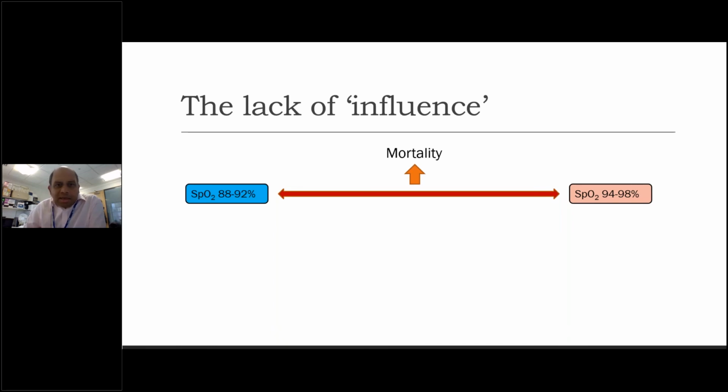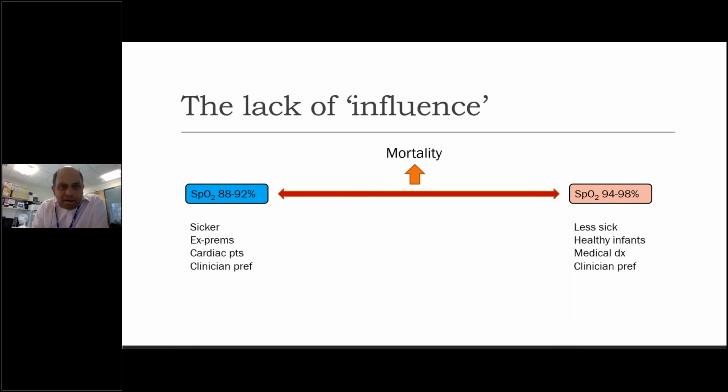then you want to randomize them to one or the other intervention or control, but you want that to be completely random and not influenced by anybody. So what does that mean? That means that if I just told people, why don't you just compare people whose SATs are 88 to 92 versus 94 to 98 without randomization, it's quite likely that patients who are much sicker, ex-prem babies, cardiac patients, and maybe because of some clinical preferences of the individual clinicians or the hospitals, the patients who are in the 88 to 92% will be very different from the 94 to 98% if you don't truly randomize them.